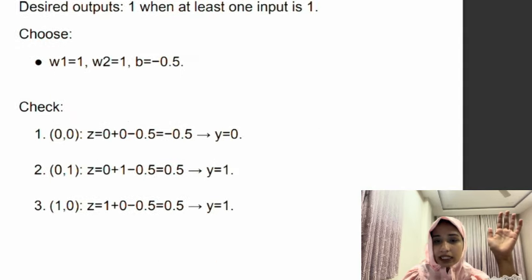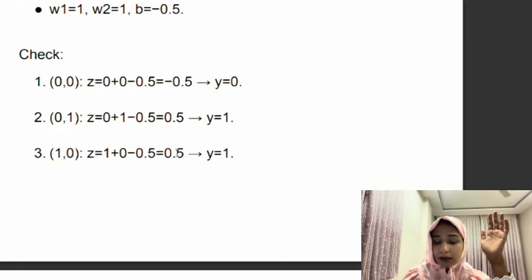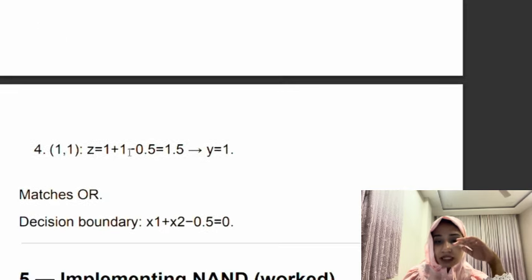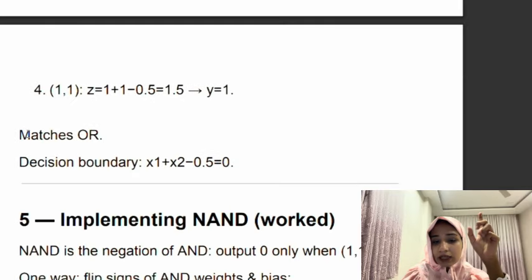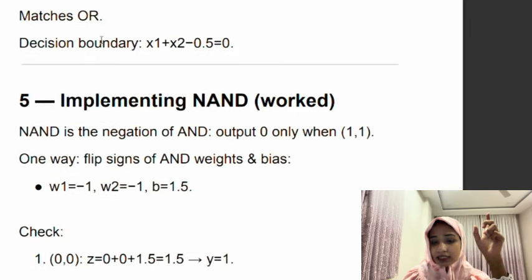So it is implementing AND. Similarly, we'll implement OR. So we'll take W1 and W2 equal to this, and when we calculate the value of the respective Z and Y for the respective points, we'll find that it matches OR. So the decision boundary will be this.